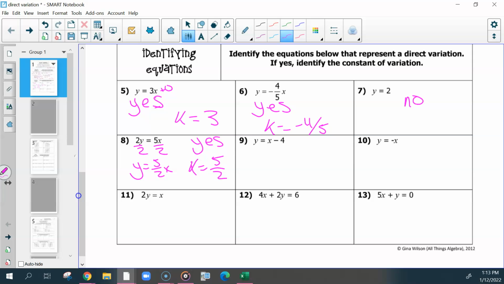For 9, is that a direct variation? You're like, I'm not sure. Is it a line? Yes. Does it go through 0, 0? Is your y-intercept 0? No, it is not. So this would not be a direct variation. That's the easiest way to see. If it has a y-intercept that's not 0, it can't be a direct variation.